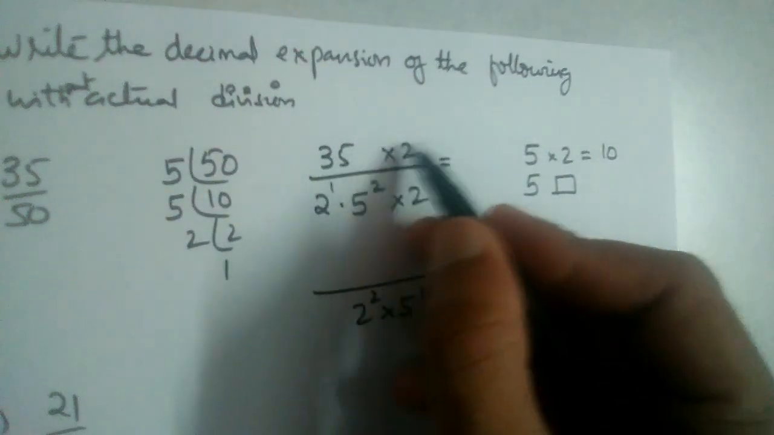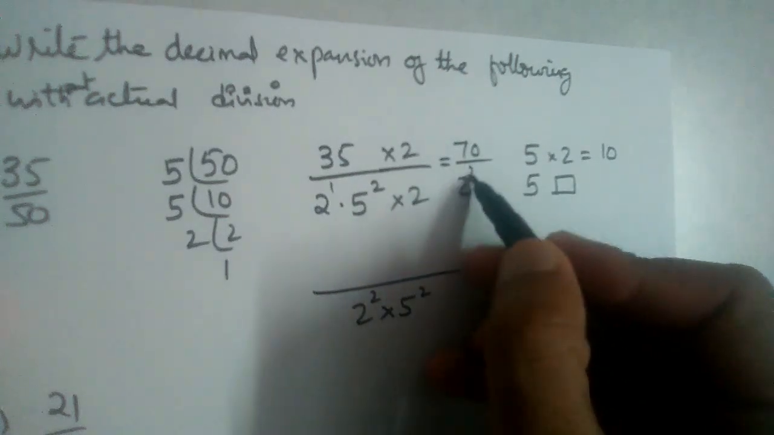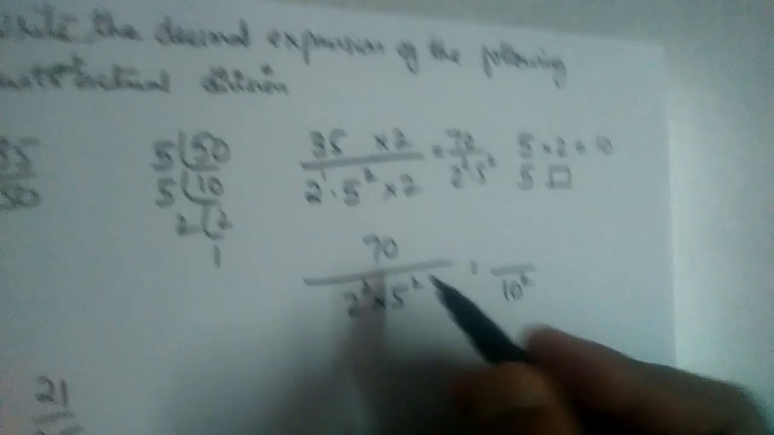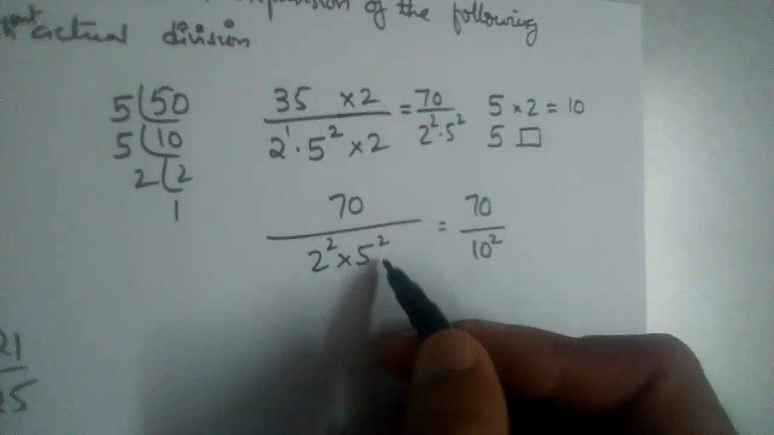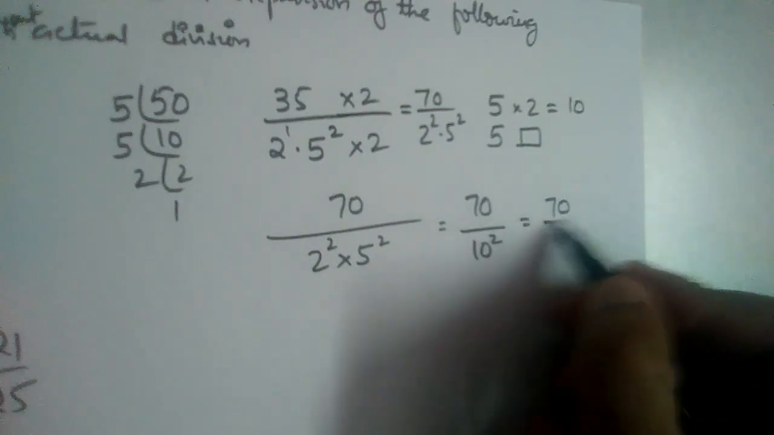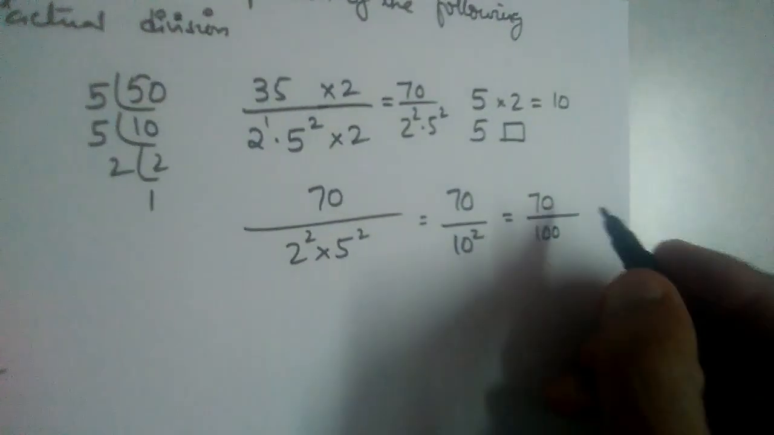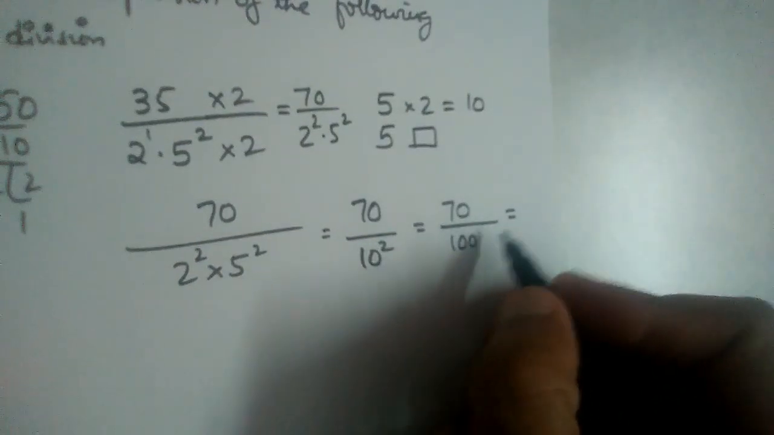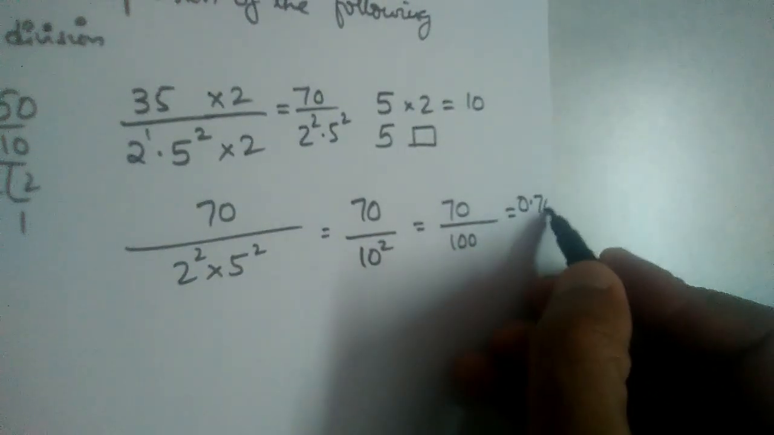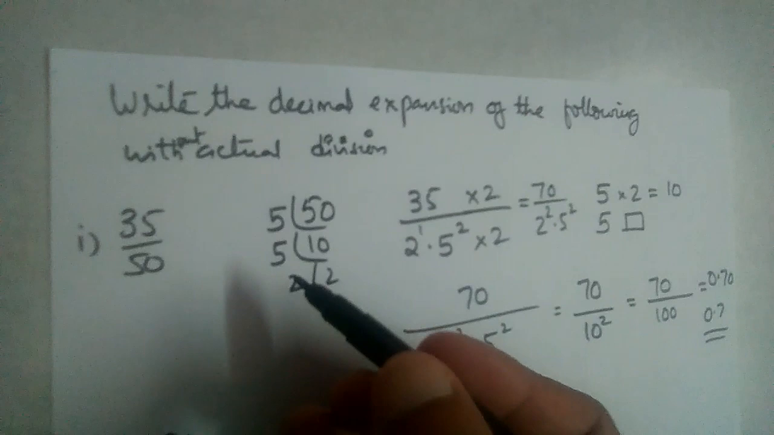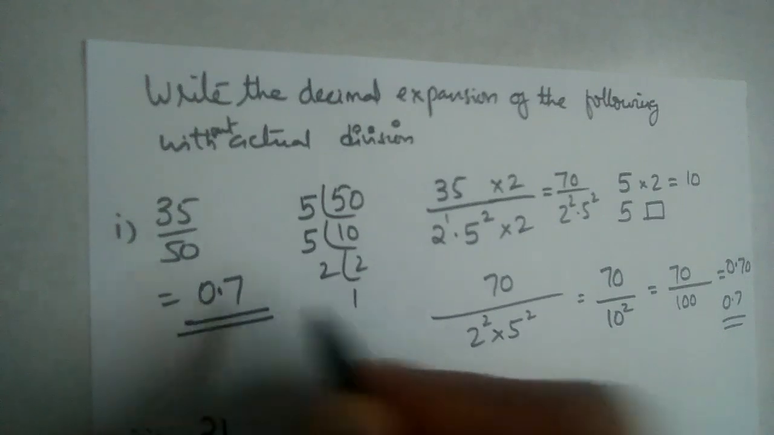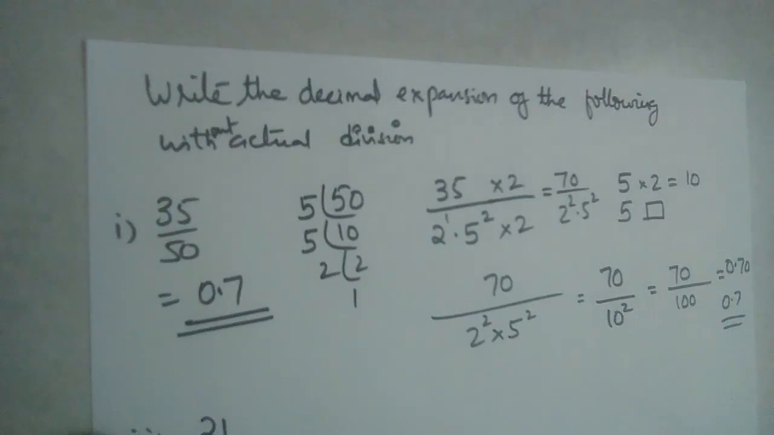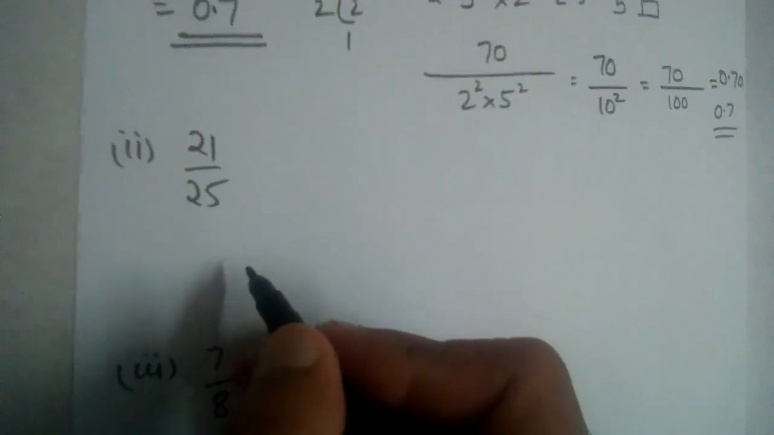So this will give us 35 times 2 is 70 divided by 2 square 5 square, which is 10 square. Now 70 by 100, since 10 square is 100. So how much is this now? 70 divided by 100 is 0.70 or 0.7. So we did not do the actual division, right? So 35 by 50 is equal to 0.7.